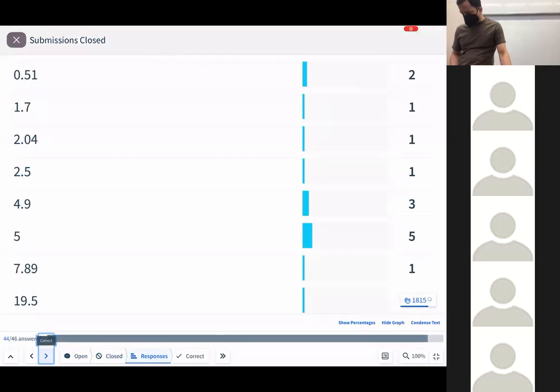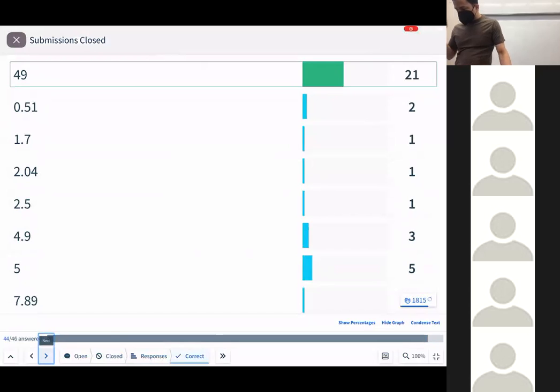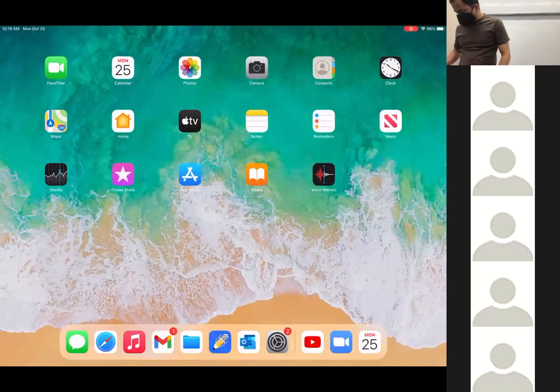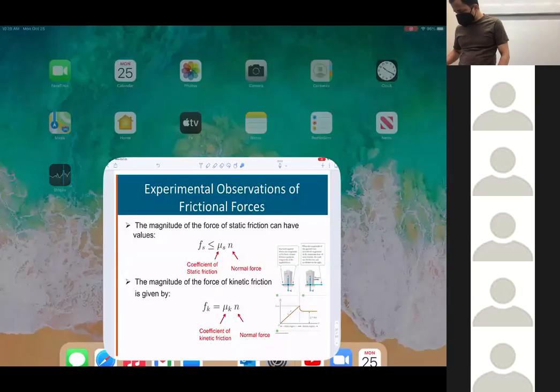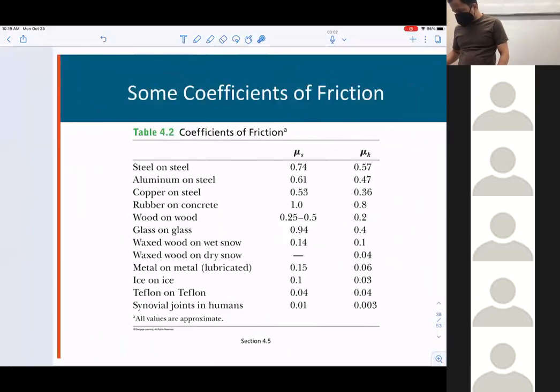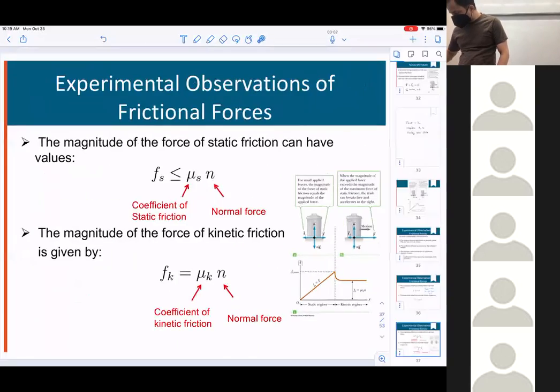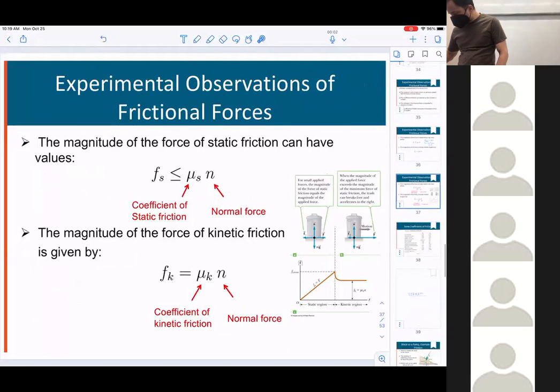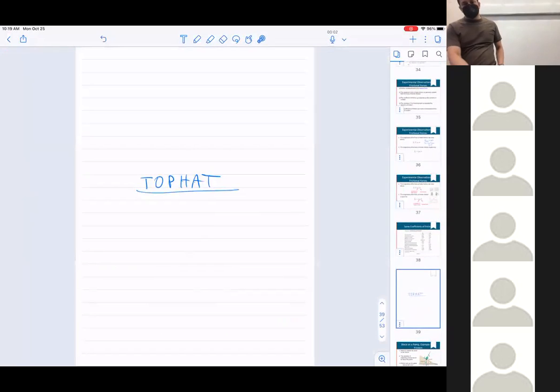Actually, forget what the answer is. All right, so most of you got it. It is 49 newtons. Let me go through that real quick. I guess I can do that here.